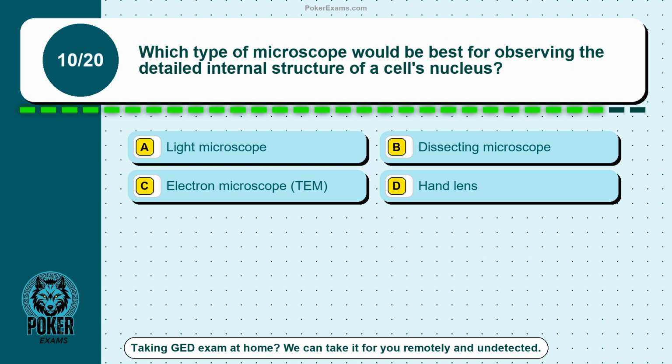Question 10. Which type of microscope would be best for observing the detailed internal structure of a cell's nucleus? Option A. Light microscope. Option B. Dissecting microscope. Option C. Electron microscope, TEM. Option D. Hand lens.